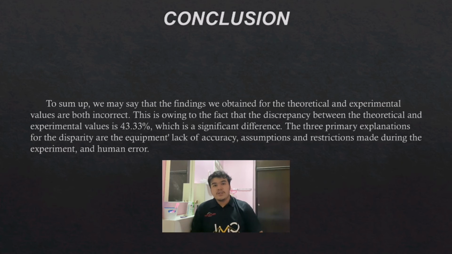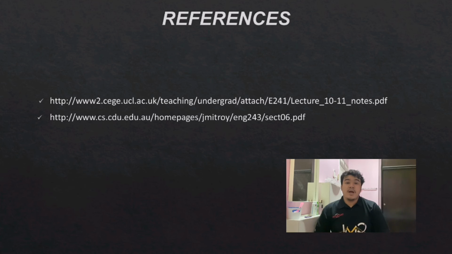So, the conclusion. To sum up, we may say that the findings we obtained for the theoretical and experimental values are both incorrect. This is owing to the fact that the discrepancy between the theoretical and experimental value is 43.33%, which is a significant difference. The three primary explanations for the disparity are the equipment's lack of accuracy, assumptions and restrictions made during the experiment, and human error. So these are my references.